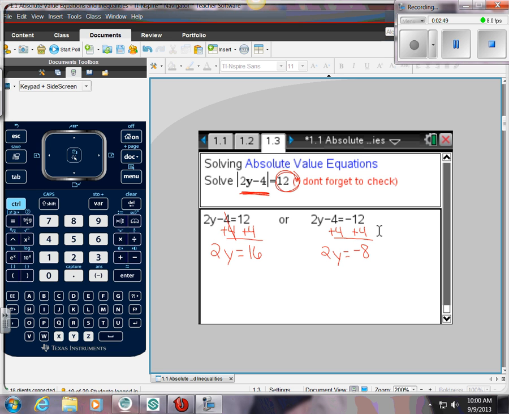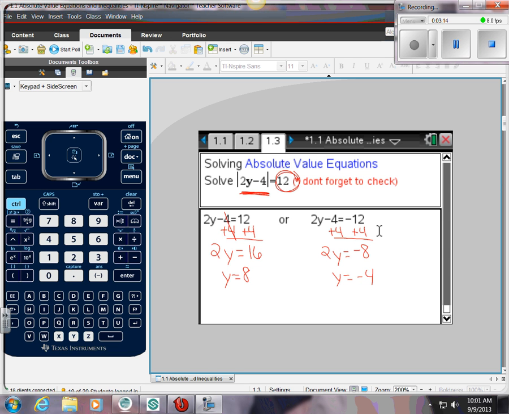Okay, what's my next step? Divide by 2. Good. So what is this one? 8. Perfect. And over here? Good. So am I done? How many of you read the directions? Yeah, you have to check. Am I going to check by hand? No, not when we have the tool that we have. Okay, we're going to use the calculator to check.